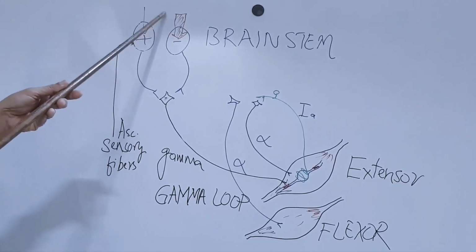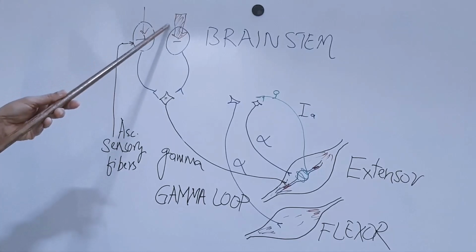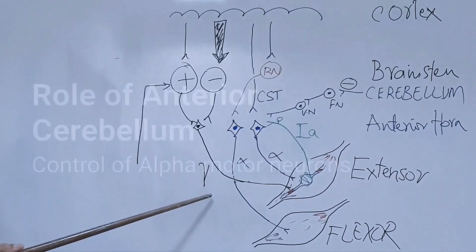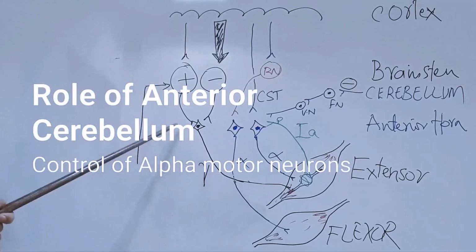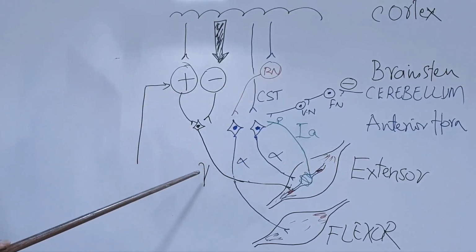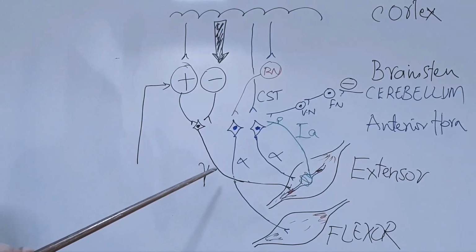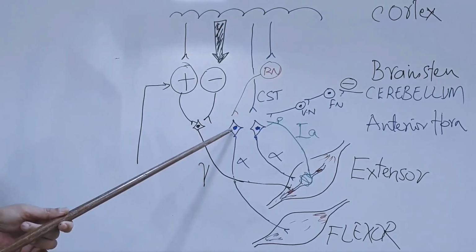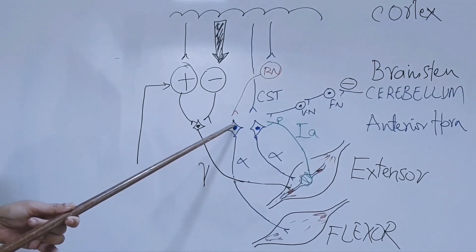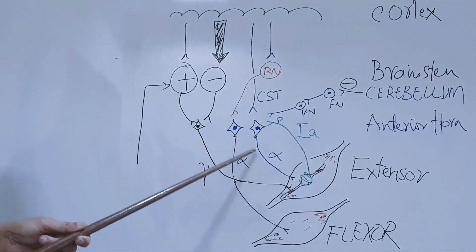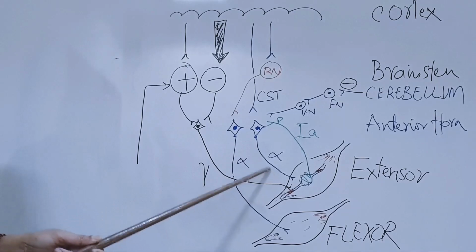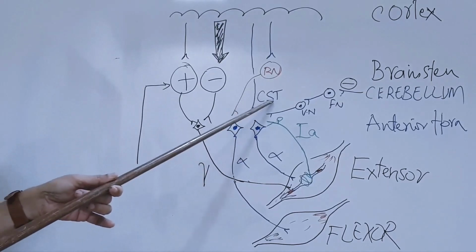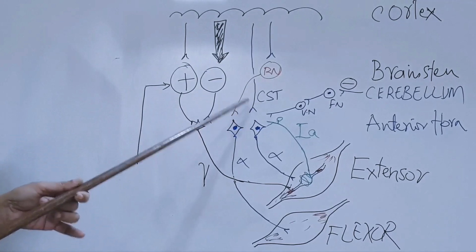We have seen the control of gamma motor neuron by the brainstem center. There are some additional controls over the alpha motor neurons supplying the flexor and extensor muscles. One such control is via the corticospinal tracts, CST, acting directly on the alpha motor neuron.